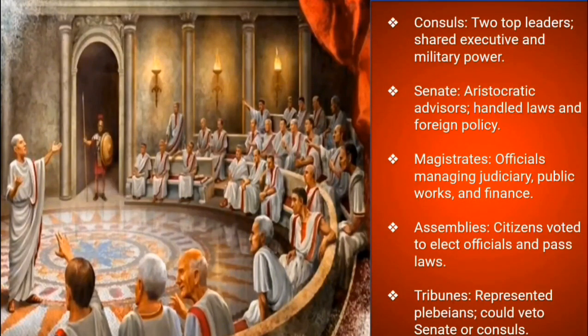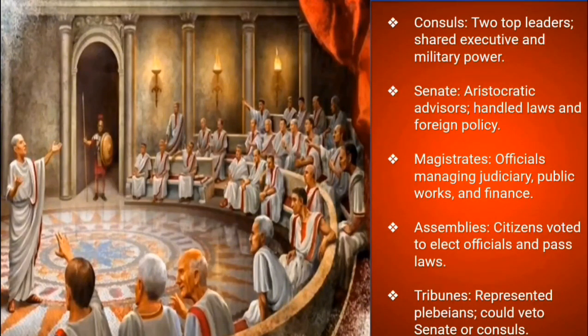Next came the Senate, made up of aristocrats. They advised the consuls and handled important matters like laws and foreign policies. Below them were the magistrates, who looked after court issues, finances, and public services like roads and buildings.